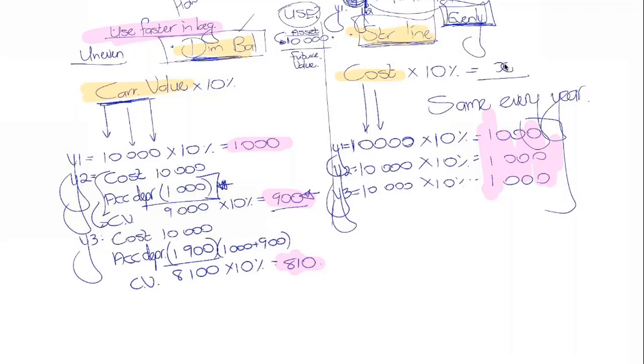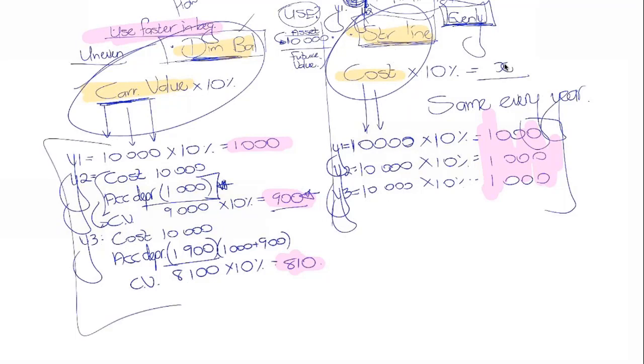Okay, so the main issue here for you is keeping track of whether or not you're dealing with straight line or diminishing balance. And you can see here, part of the challenge is continually keeping track of your carrying value, your carrying value, your carrying value, as opposed to the nice and simple thing of, as long as you know what your cost is, you're fine.